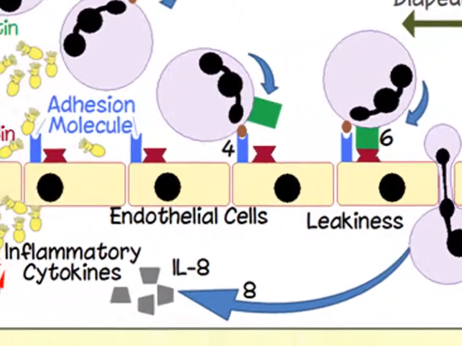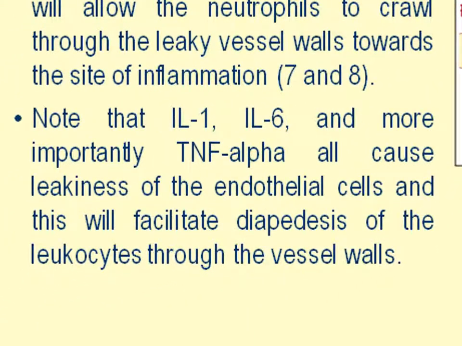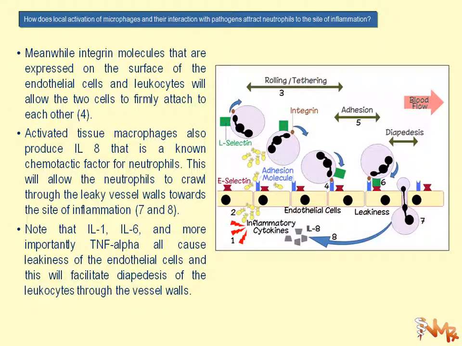I want you to note that interleukin 1, interleukin 6, and more importantly, tumor necrosis factor alpha, they all cause leakiness of the endothelial cells. And this will facilitate diapedesis of the leukocytes through the vessel walls.